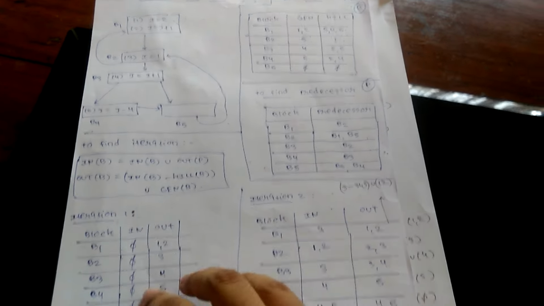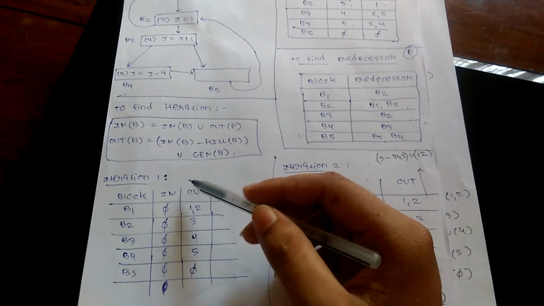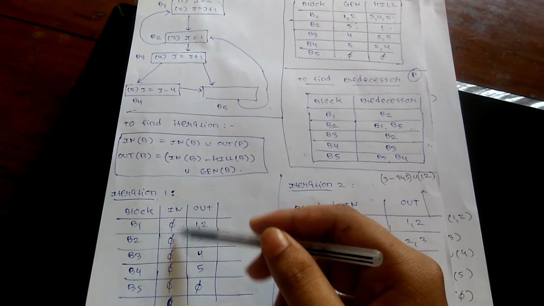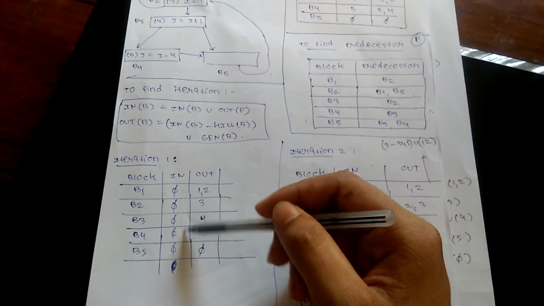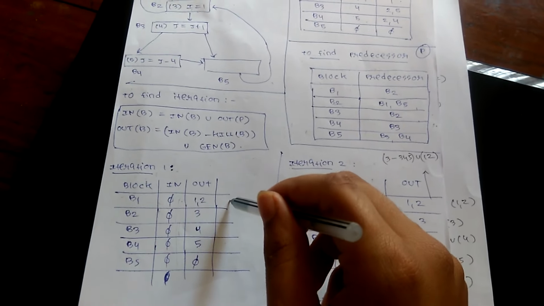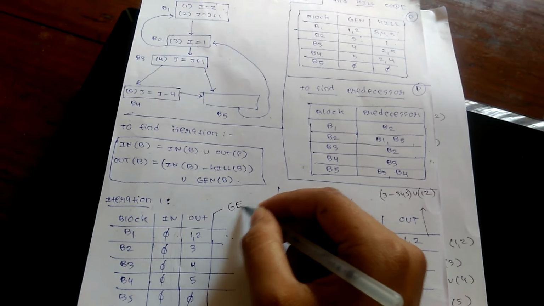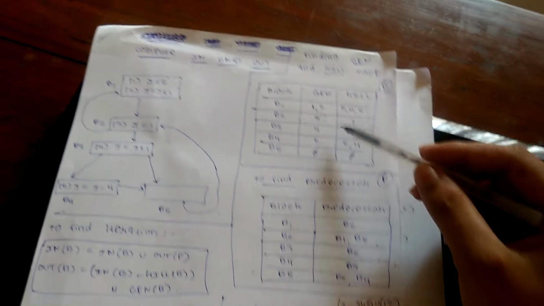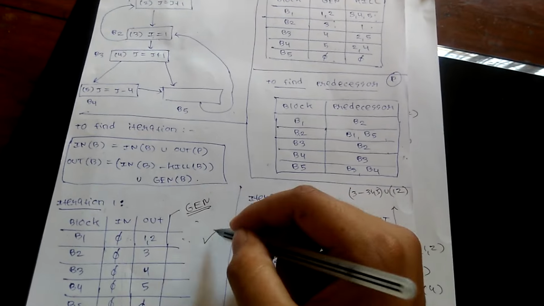Now we have to find the iterations. So for the iterations we have to make 3 columns as block, in and out. So by default in the first iteration we have to give 5 values to all the blocks in the in column, and in the out you have to give the gen values. The gen values we have just calculated for the blocks are 1, 2, 3, 4, 5, 5. In the same way we have to give such values to out. Okay, so our first iteration is complete.